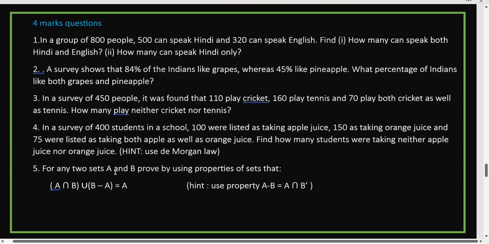Try to do this. For any two sets A and B, prove using properties. Remember this, this is using properties. Use the property A minus B equals A intersection B complement. This is a very important result. You can see it easily through the Venn diagram. An algebraic proof is also there; I think I have given that. You can easily attempt it, but use this formula, this property, in solving this.